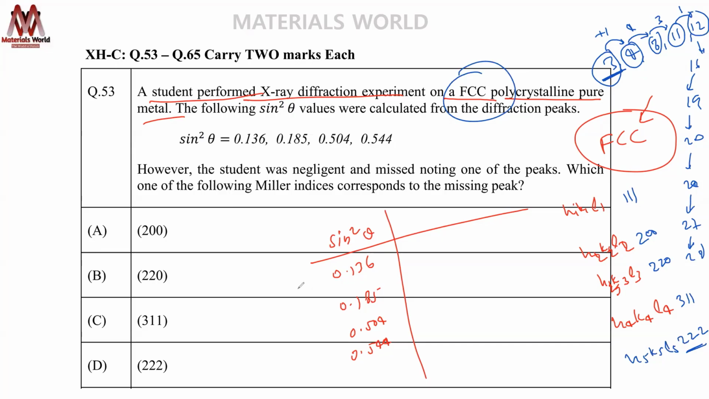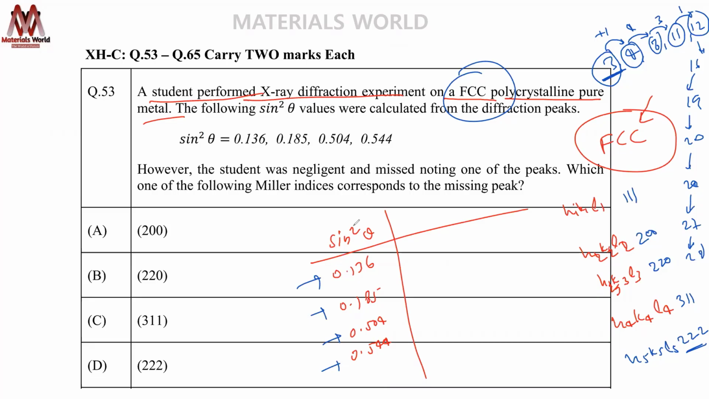But the student gets this ratio. He missed one of the sin square theta values somewhere, here or here or here or here. We don't know. Somewhere he missed. You have to find it. This is a very basic activity I ask my students to do. If you know your 2 theta value, how do you know your HKL value? If you know the structure, or if you know your 2 theta value, can you find which structure this is?